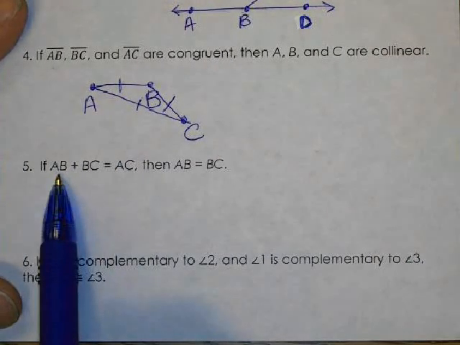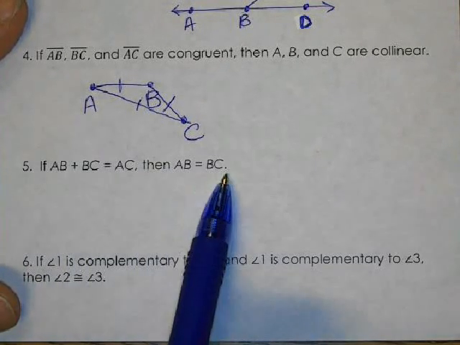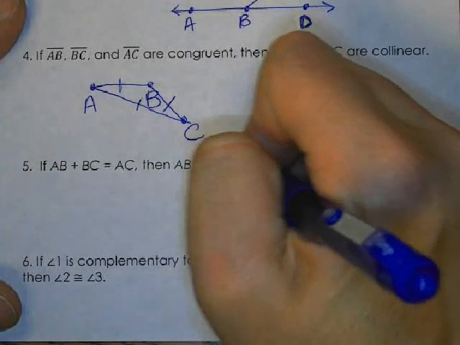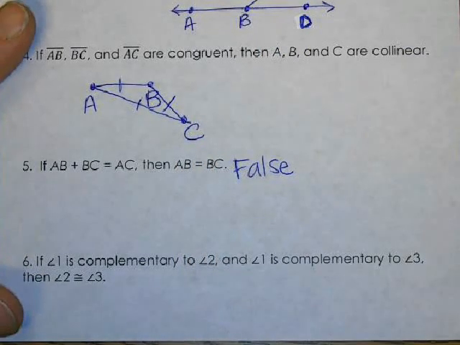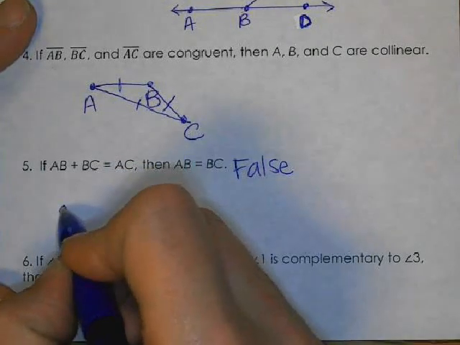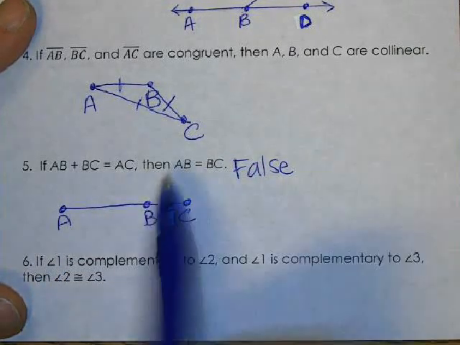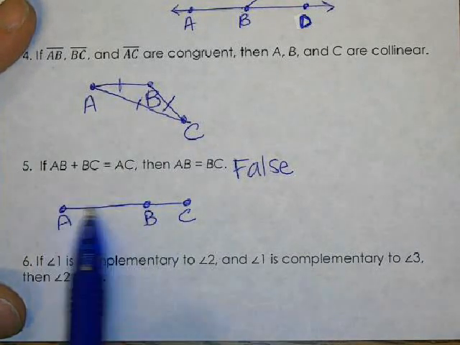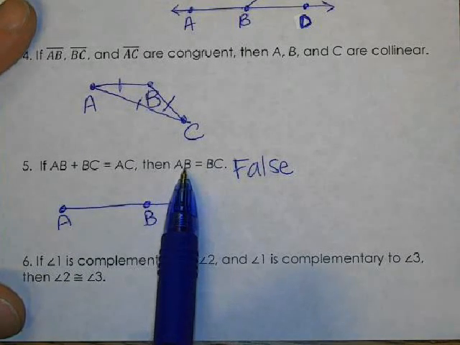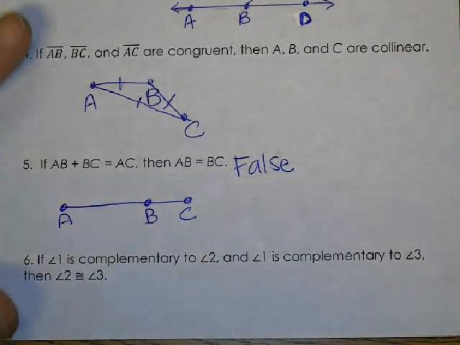Alright, number 5. If AB plus BC equals AC, then AB has to be equal to BC. Is that true or false? Okay, this is false. We have to think about this one. If I have AB and BC, they're going to make AC, right? So I can draw my line where I have AC and I've got B in the middle. If I drew my line like this, does AB plus BC equal AC? Yes, but does AB equal BC? No. And so that's my counterexample.